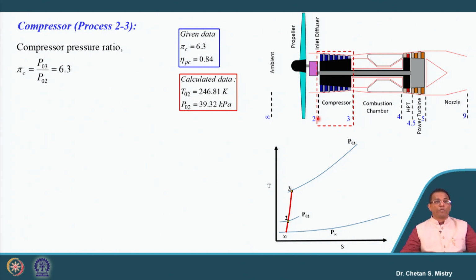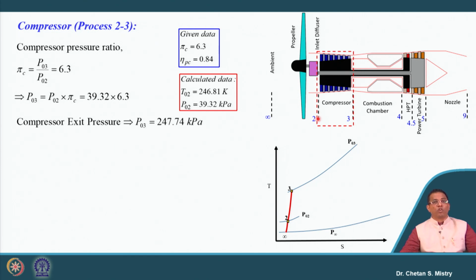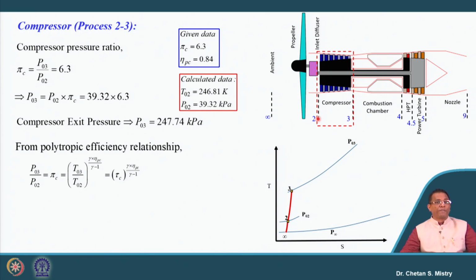So pressure ratio we are writing as P03 by P02. It is 6.3. So the exit pressure from the compressor is 247.74 kilopascal. Now let's try to calculate the exit temperature. From the polytropic efficiency correlation, we know the pressure ratio is a function of the temperature ratio to the power gamma into polytropic efficiency divided by gamma minus 1.